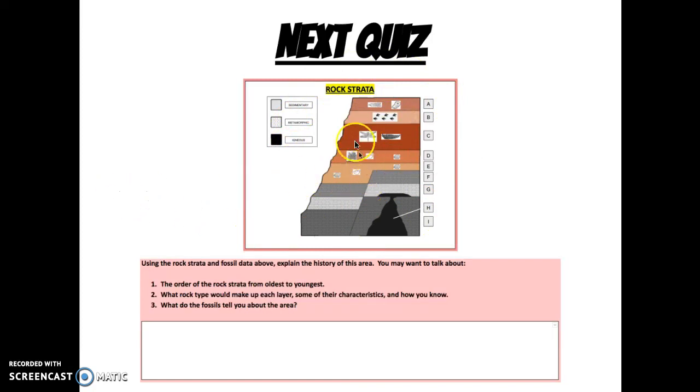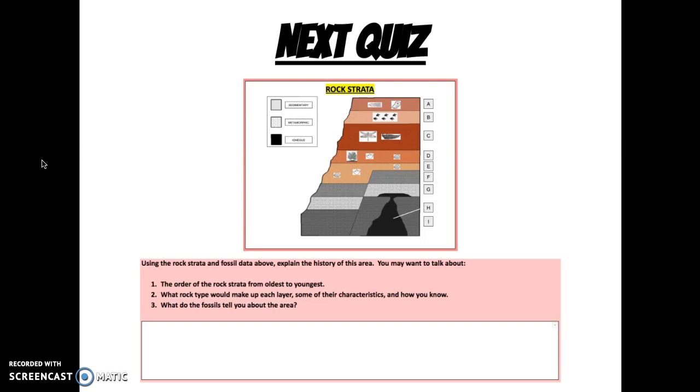of the Grand Canyon, so it won't have the same fossils necessarily as it does in this picture here. But the question will all be the same. You'll have to tell me the history of the area based on what you see happening within that rock strata and looking at the different fossils. So that's what we're going to be doing for the next quiz.